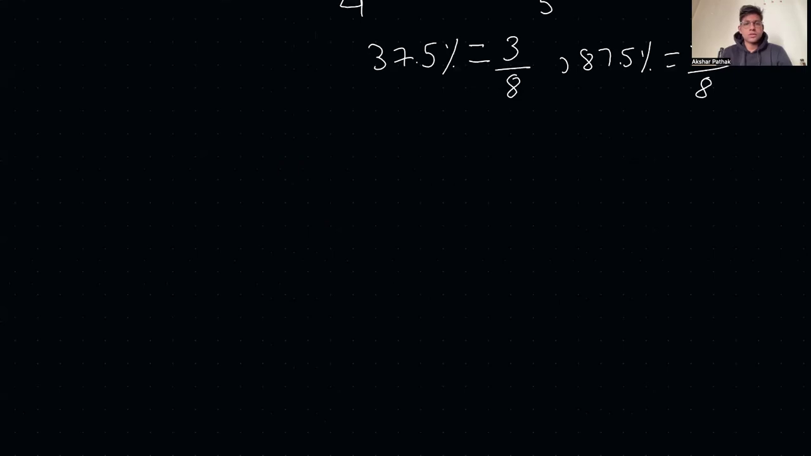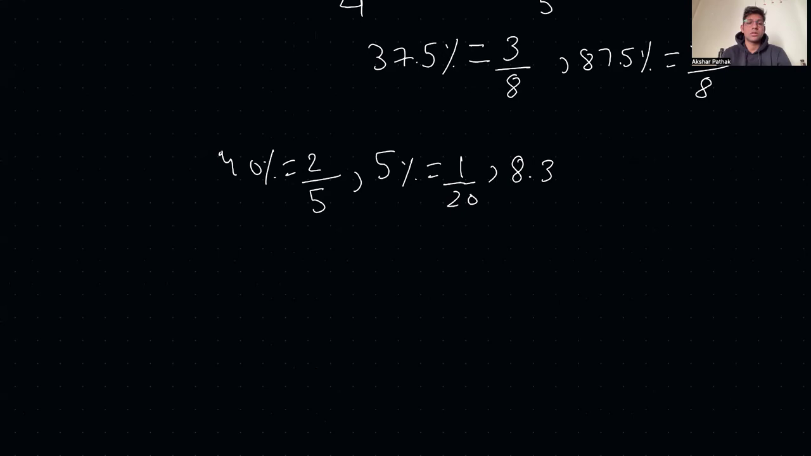40% is 2 by 5. 5% is 1 by 20. But I think that these values you can calculate. 8.33%, you need to know it. It's 1 by 12. 50% you should know. 120% is 6 by 5.